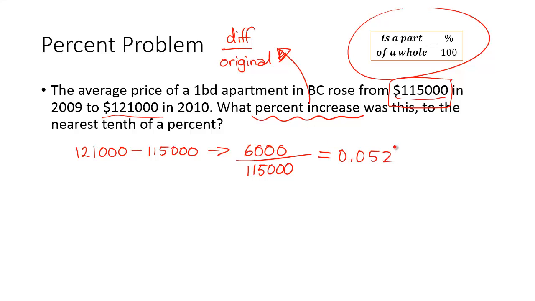That gives you 0.052 and so on. Let's round that there. Well, let's give it one more, 17. So when you turn it into percent, you can just multiply by 100%, and that turns it into 5.22. So that is the percent increase.